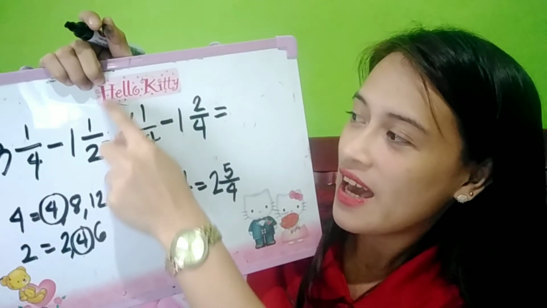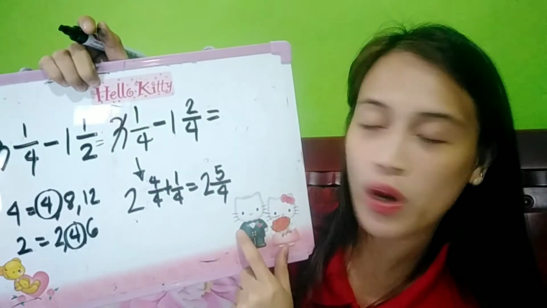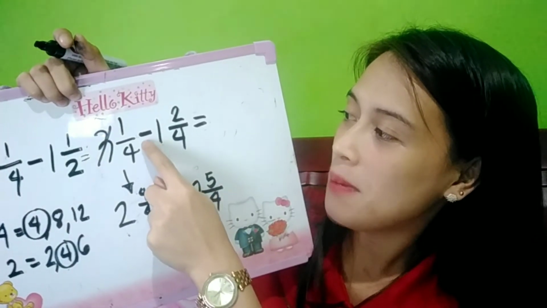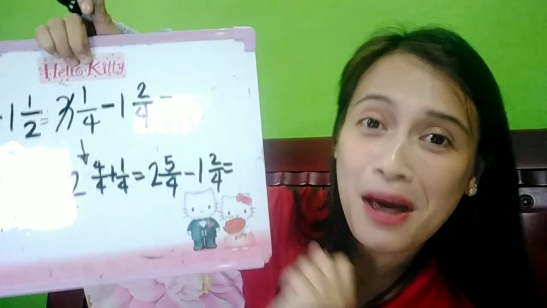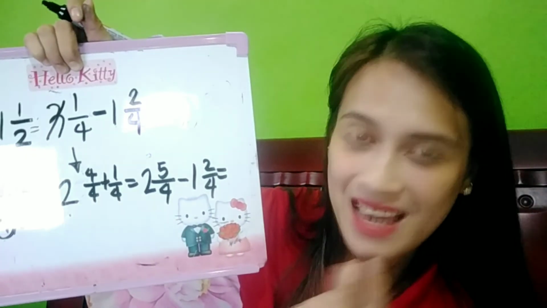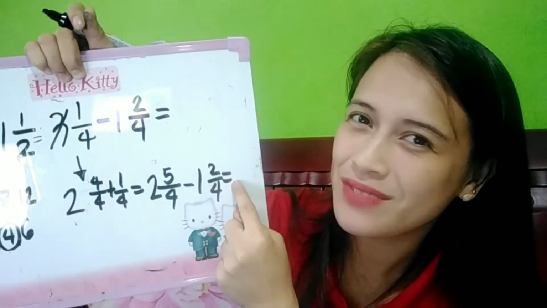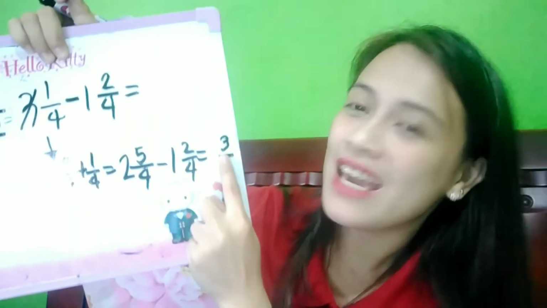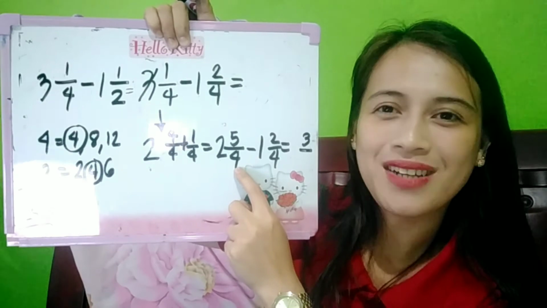So, again ha, nahimo na siya 2 and 5 over 4. So, pwede na tag-minus. Kopyahon na nato si 1 and 2/4. So, pwede na ba ito maka-minus? Of course, yes, because 5 is bigger than 2. So, 5 minus 2 equals 3. And then, copy the common denominator, which is 4.